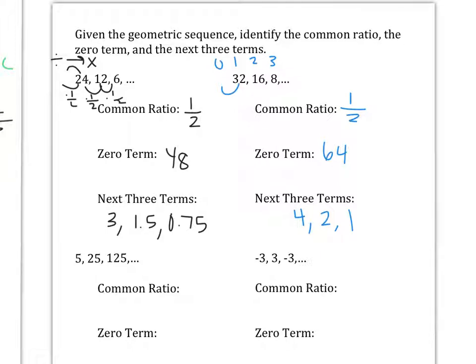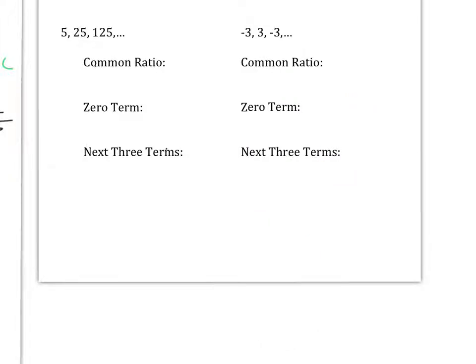5, 25, and then 125. I am multiplying by 5 each time. So my common ratio is 5. The zero term, if I work backwards, what times 5 is 5? That's 1. Then my next three terms are 625, 3,125, and 15,625.